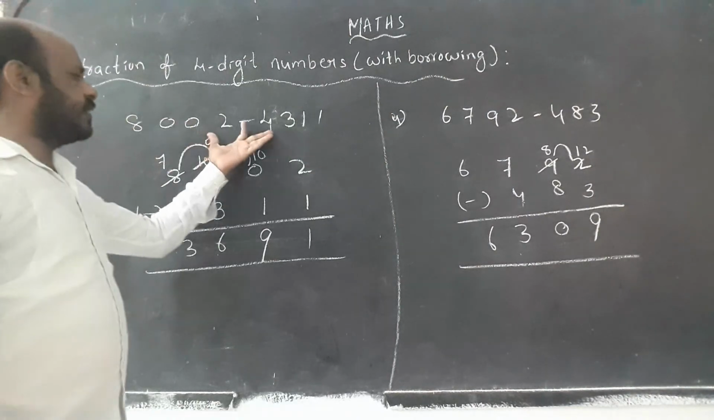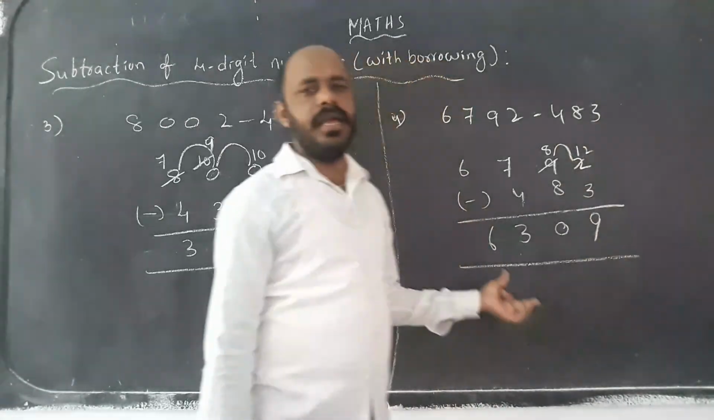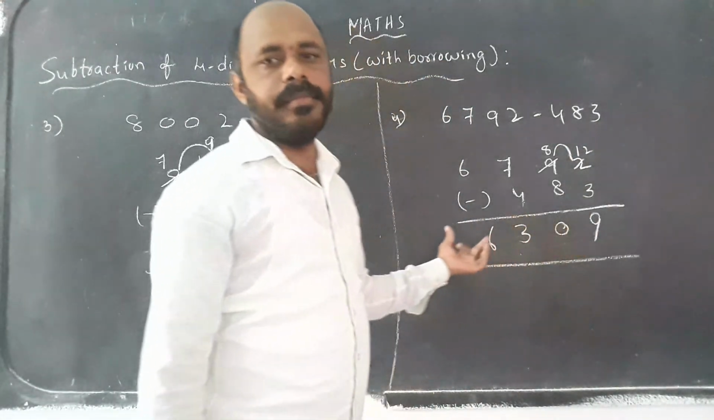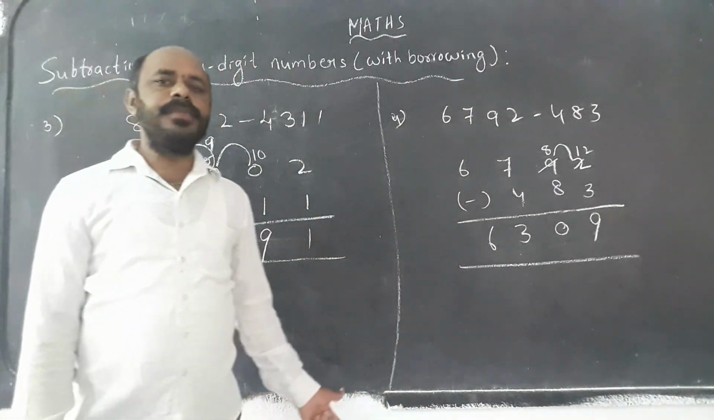If the digits are the same, it will give the same way. If we give subtraction, you can write it in the same column method. Then next one we have to do subtraction. Isn't it clear? Thank you children.